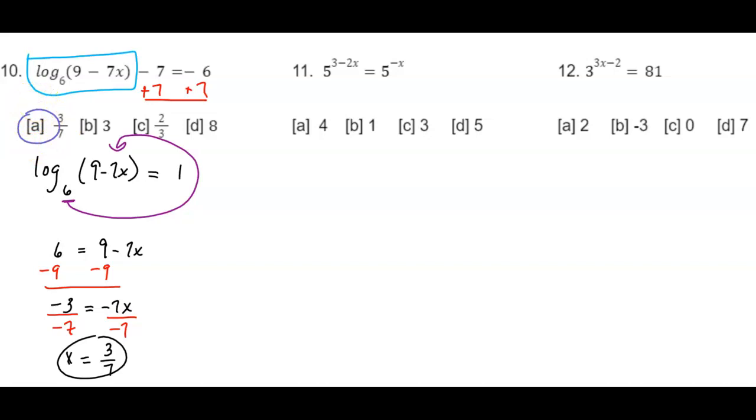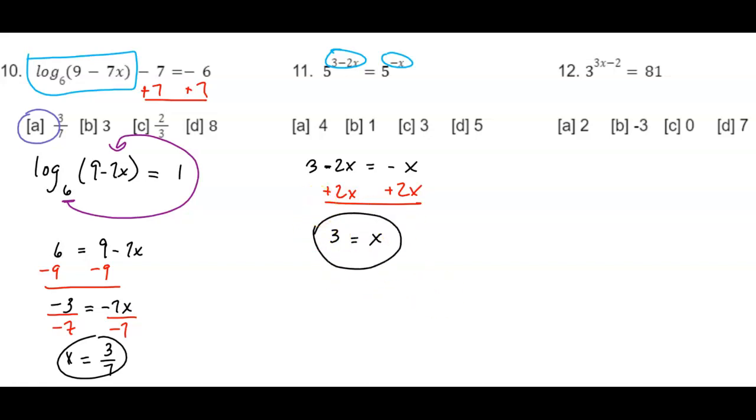Now we're moving to exponentials with number 11, very similar to what we did with the logs and the radicals. If we can get the bases of the exponentials to be the same on either side, all we really have to worry about is that the exponents aren't the same. So in this one, we can say that 3 minus 2x must equal negative x. Again, it's just solving a linear equation. So I'm going to add 2x to both sides. That's going to give me 3 equals x, and that's it. I'm done. x is equal to 3.